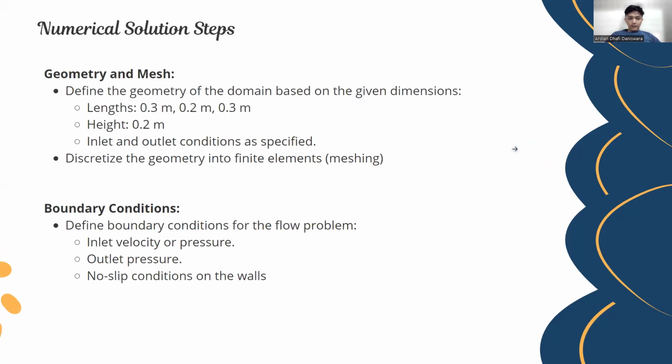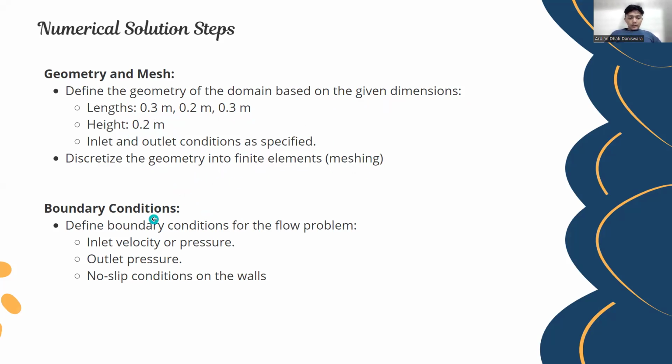So these are the numerical solution steps. First, geometry and mesh. Define the geometry of the domain based on the given dimensions. Length is 0.3 meter, 0.2 meter, and 0.3 meter. The height is 0.2 meter, and the inlet and outlet conditions as specified. And then discretize the geometry into finite elements, or meshing.